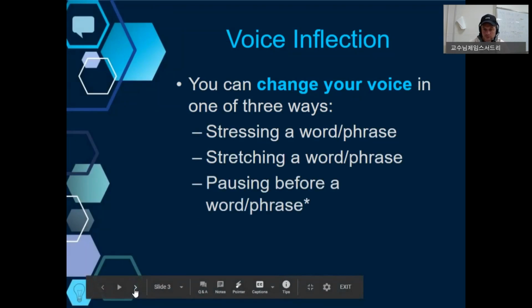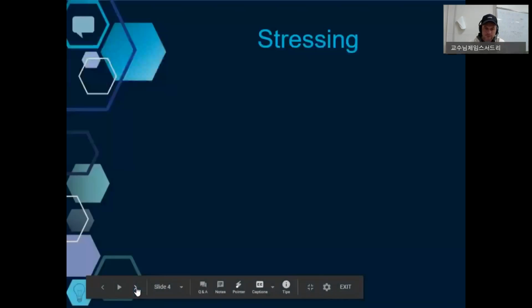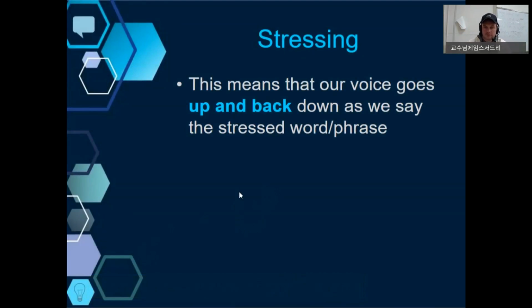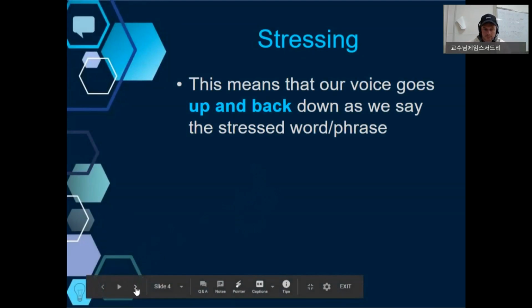So there's 3 ways: stressing, stretching, and pausing. It says here, pausing is used rarely, so not very often, okay? So let's talk about stressing first. This means that our voice goes up and back down as we say the word, the stressed word. Okay, so it goes up and back down.